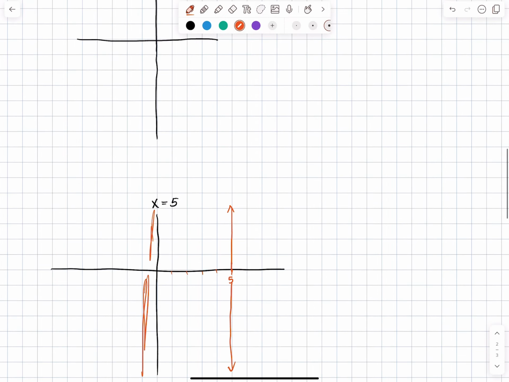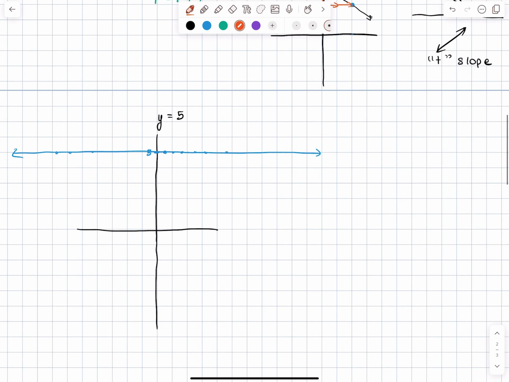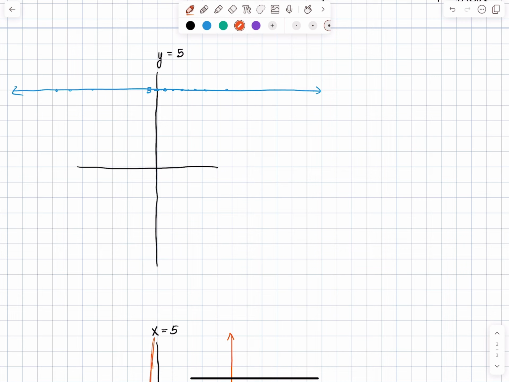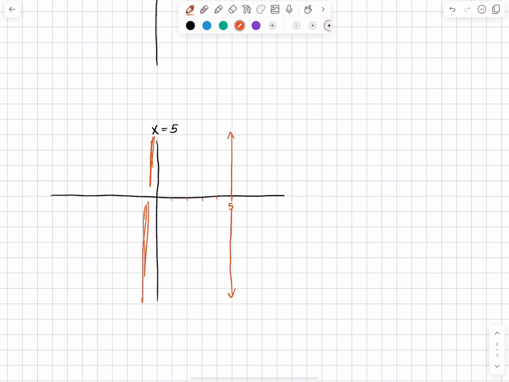So x is vertical, y is horizontal. It's kind of counterintuitive in this case with the horizontal and the vertical. Just think about it. Regardless of the x values over here, the y value stays constant. And over here, regardless of the y values, the x stays constant.